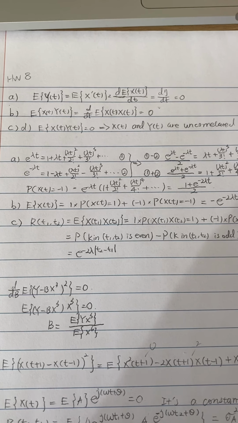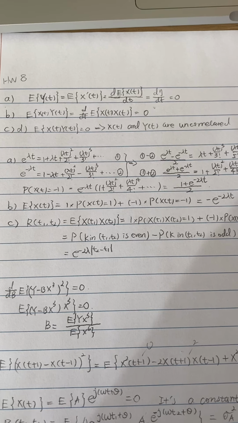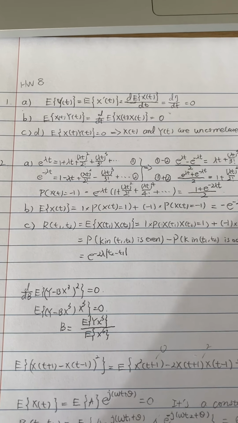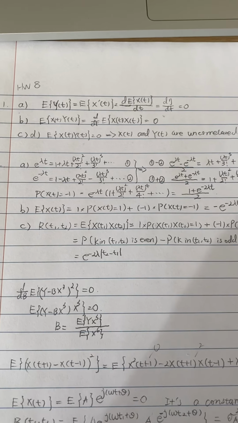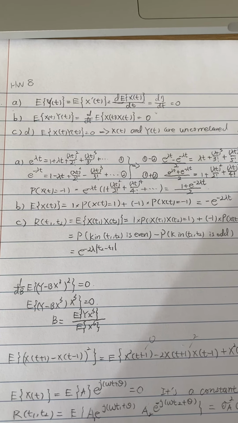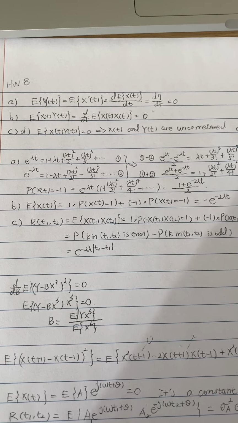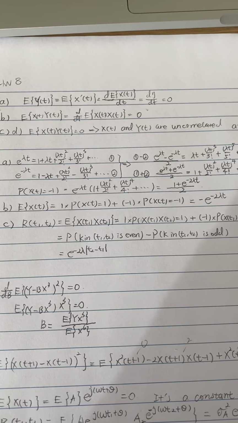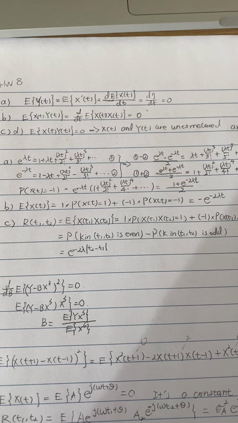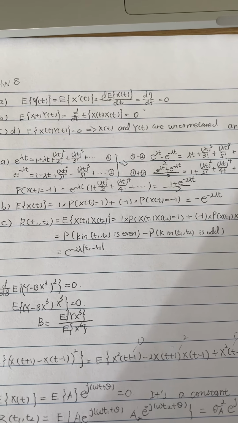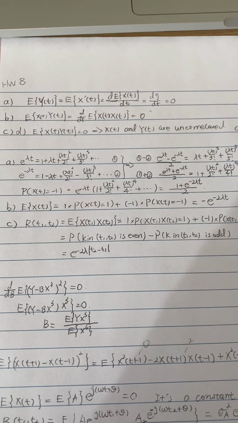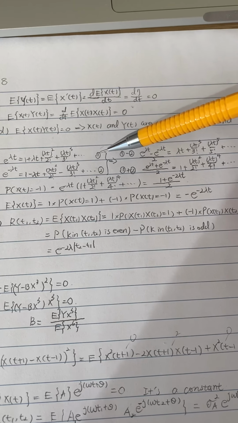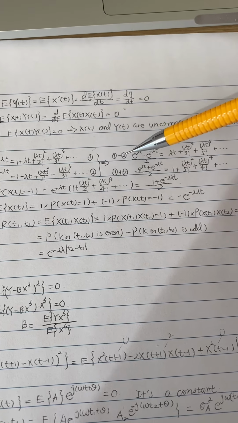First, we can use the Taylor formula to write e to the lambda t equals 1 plus lambda t plus lambda t to the 2 over 2 factorial, plus and so on, and e to the minus lambda t equals 1 minus lambda t plus lambda t to the 2 over 2 factorial minus lambda t to the 3 over 3 factorial. From formula 1 and formula 2, we can get another kind of answer. Use 1 minus 2.